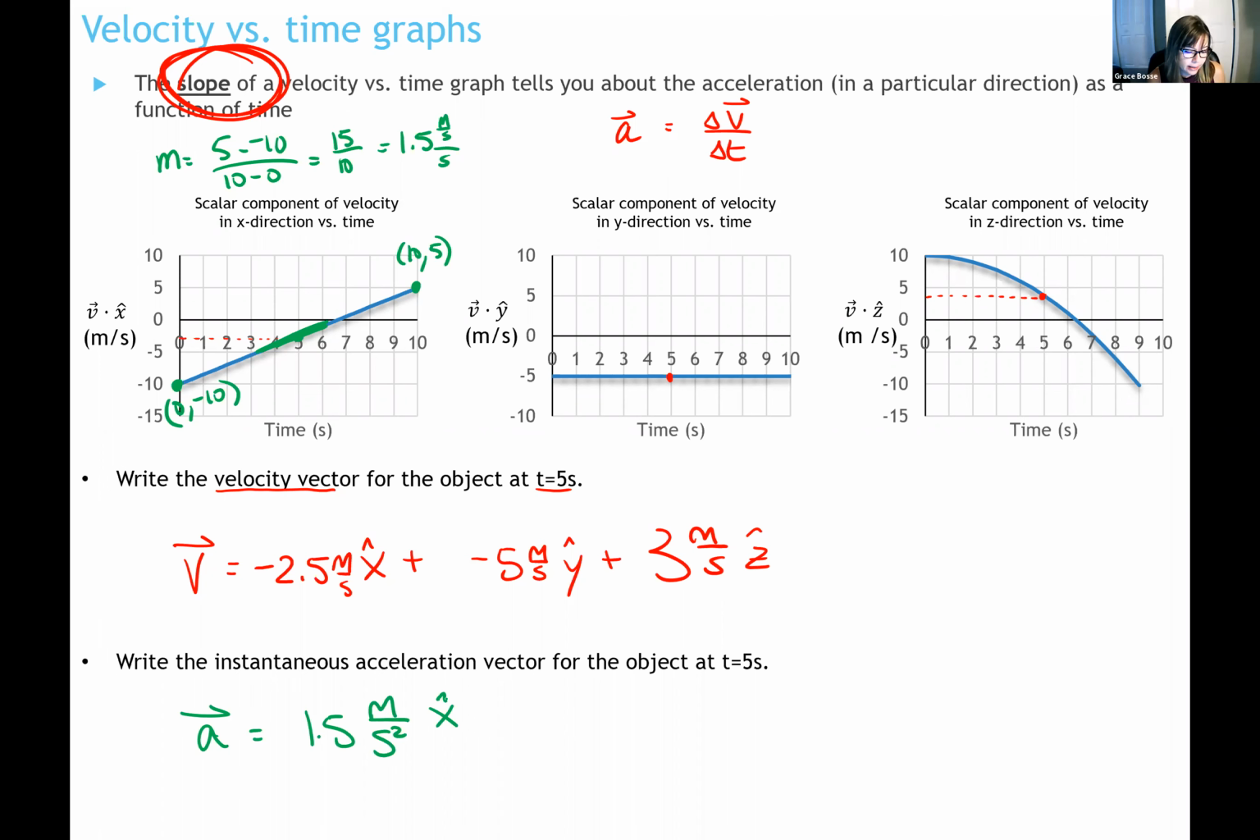Okay, let's look at the next component in the y direction. This graph is again linear and it's a horizontal line. The slope of a horizontal line is 0. I don't even have to do any math and I can get that one.